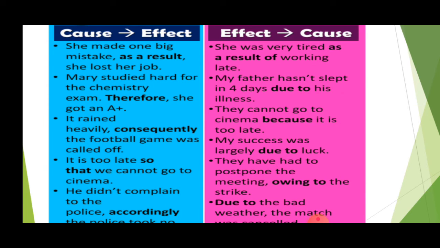My father hasn't slept in 4 days due to his illness. The cause is his illness, and due to his illness he didn't sleep for 4 days. So "due to" is the connector. We cannot go to the cinema because it is too late. As it is late, that's the cause. We can't go to the cinema.